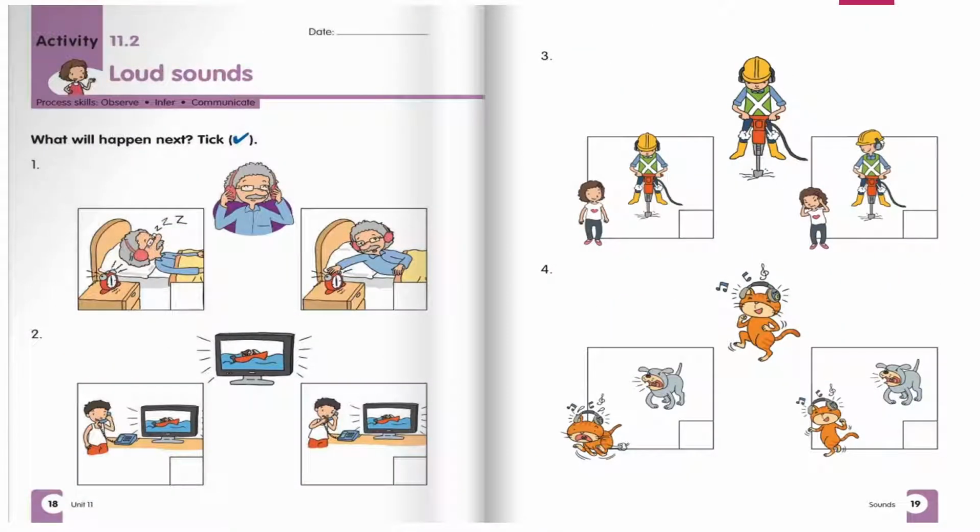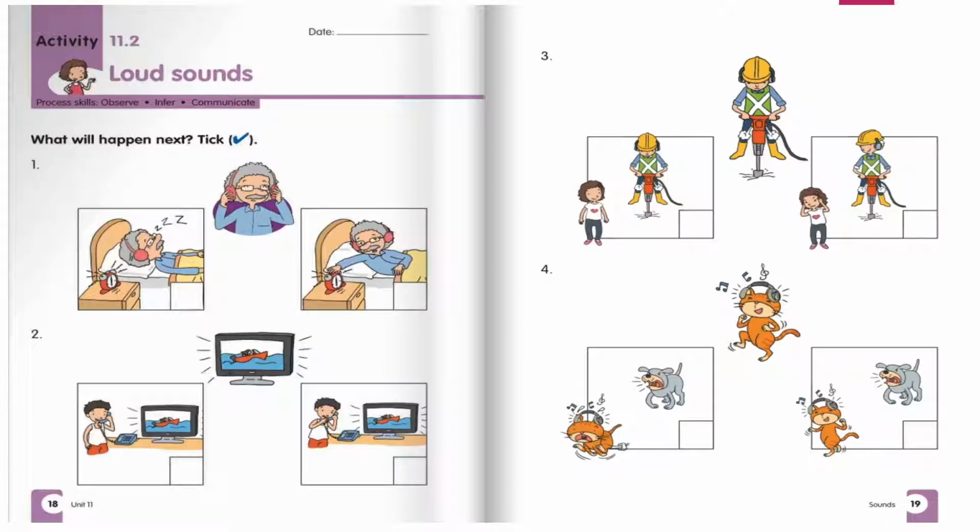All right, now here you have to predict what is going to happen. So in number one, you have to check or tick the thing you think is going to happen, your prediction. So in the first one, we have that Dr. Atom is going to sleep using these ear covers, so he can sleep in a better way and not listen to loud sounds during the night. What do you think is going to happen?